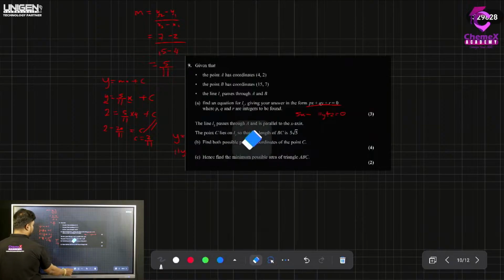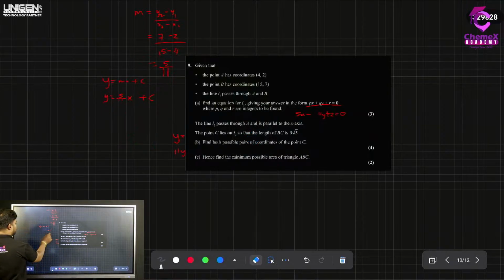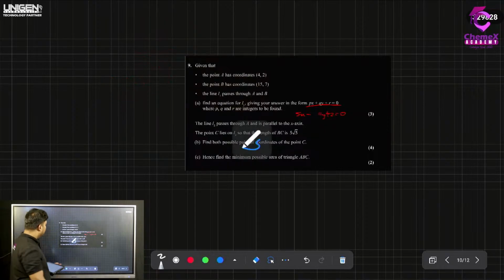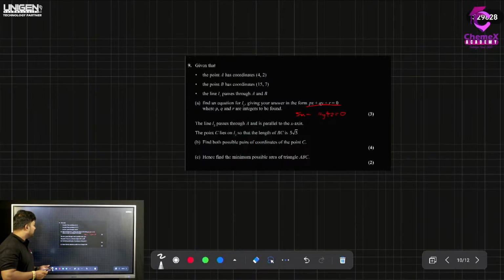Alright. So let's move on to the next part of the question. Part 2. The line L2 passes through A and is parallel to x-axis. The point C lies on L2 so that the length of BC is 5 root 2. So now we know that L2 passes through A. What is the A coordinate? 4, 2. And is parallel to x-axis.